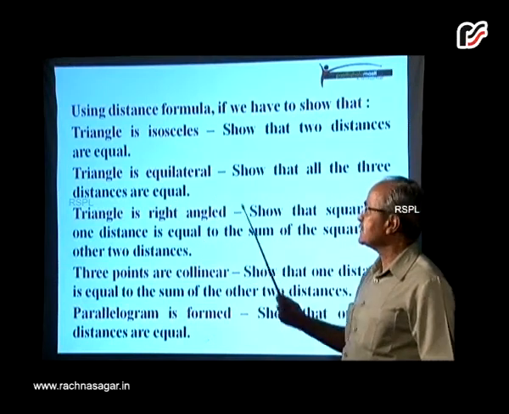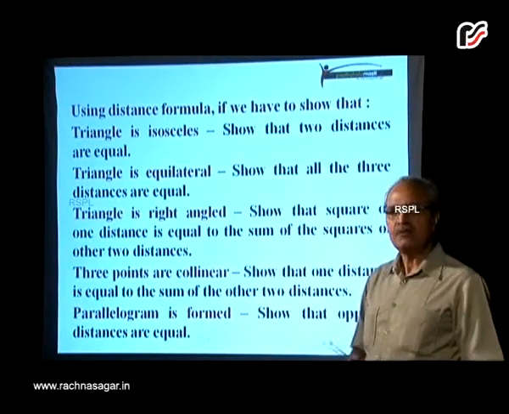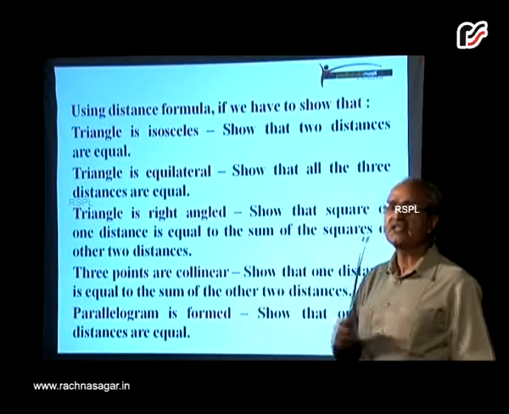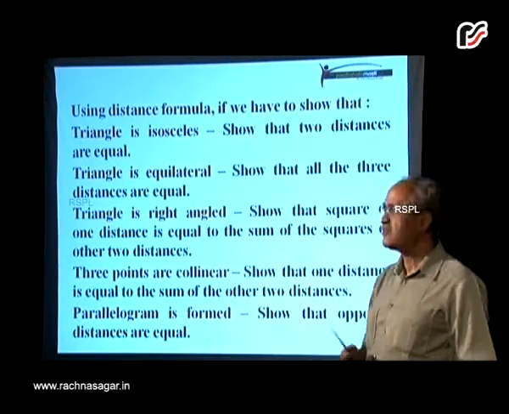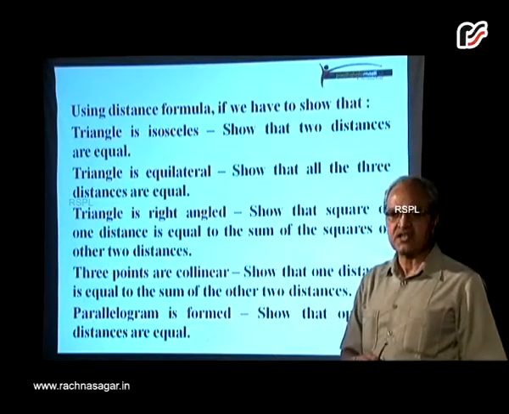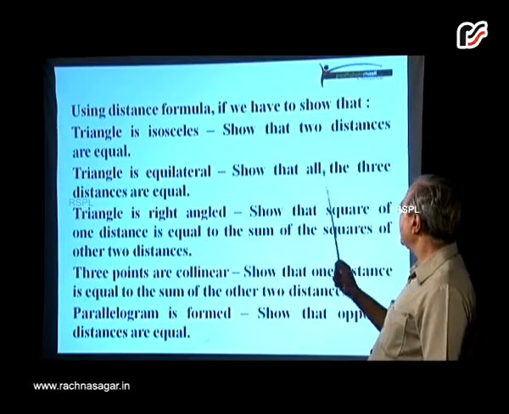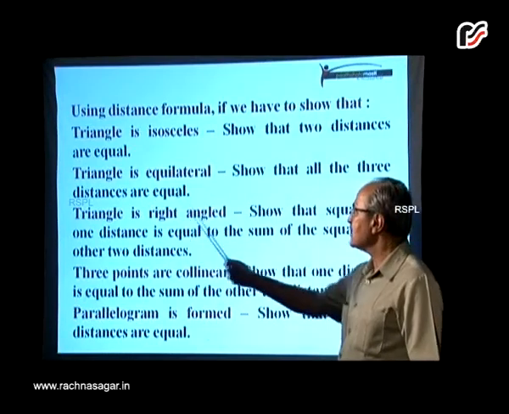If the triangle is equilateral, again, you know, for an equilateral triangle, all three sides are equal. So what we do is, we find the three distances and show that all three distances are equal.